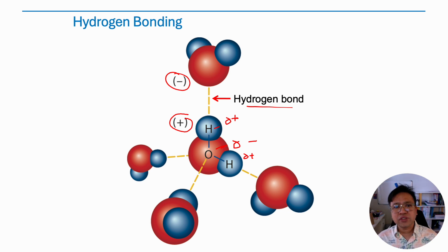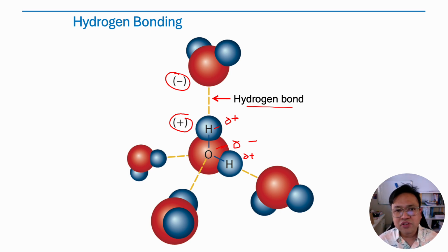After each question, pause the video and give your answer. Is a hydrogen bond more similar to a covalent bond or an ionic bond? The answer is ionic bond, because they are both the result of charge attraction rather than sharing electrons.